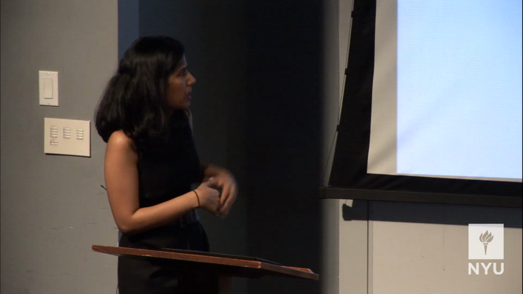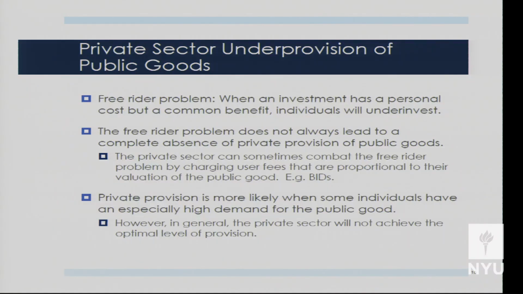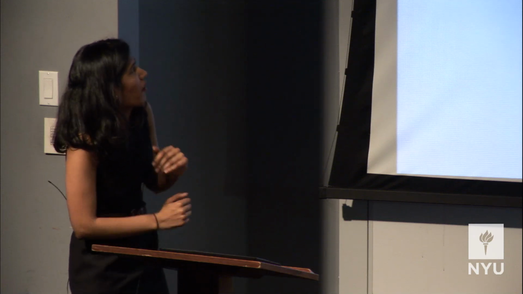So there are some exceptions, but in general, the free rider problem will lead to at least the underprovision of public goods by private markets. It's most likely, again, when there's especially high demand for the public good that the private sector will work. But in general, the private sector will not achieve the optimal level. You can imagine even in business improvement districts, the optimal level of public goods might be higher than what they're providing. Times Square should be maybe even cleaner and have even more cops and more neon lighting. No, I'm kidding. Okay.